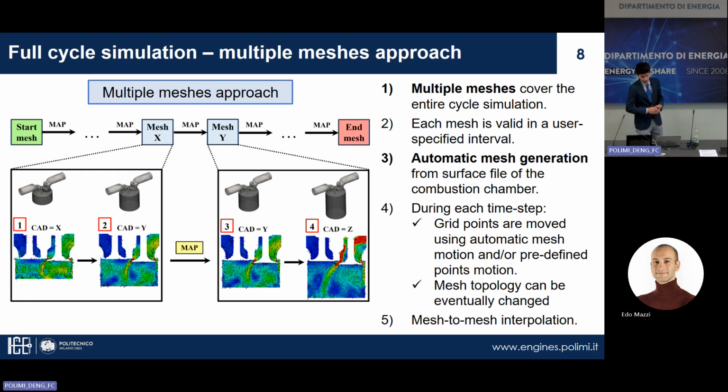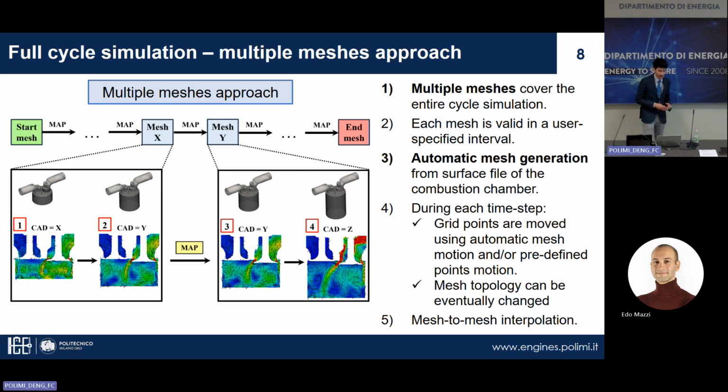As the name suggests, it is based on the use of multiple meshes to cover the entire cycle simulation. It is an automatic mesh generation, and each mesh is valid for a specific interval. We start from a block mesh and an APX mesh inside OpenFOAM. Then the grid points are moved to accommodate the piston and valve movement until some quality or user-defined parameters are satisfied.